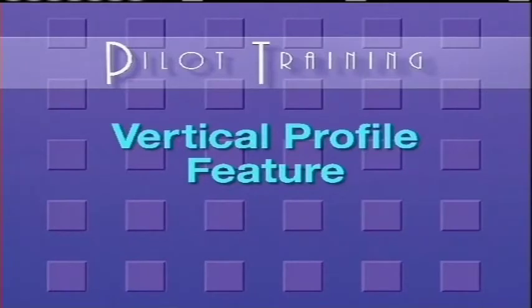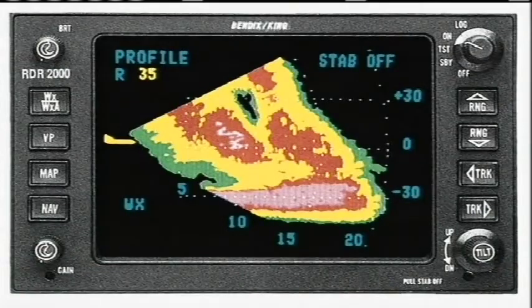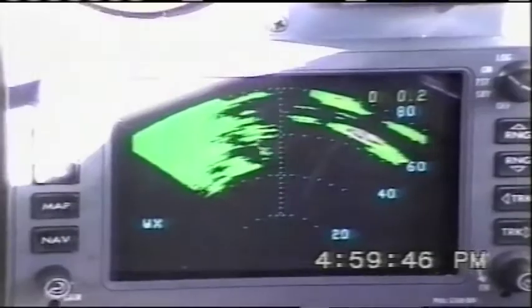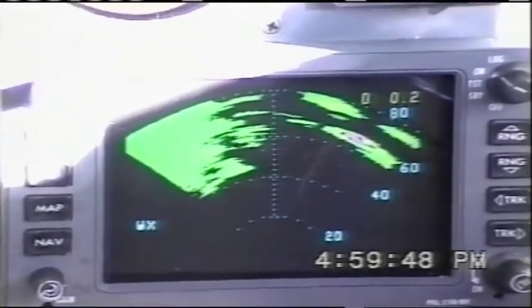The vertical profile feature of the RDR 2000-2100 provides a direct means of displaying the vertical characteristics of the weather cell. Storm characteristics of particular interest to the pilot include relative height, slant, range shape, vertical development, and the area of most concentrated precipitation within the storm. In addition to providing information about the storm's vertical characteristics, the pilot can now easily distinguish between ground or sea returns and actual weather. Operation of the vertical profile is easy.